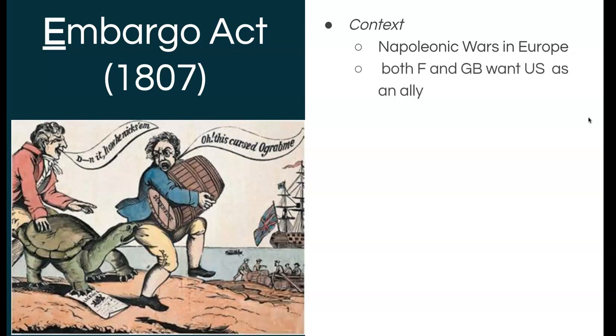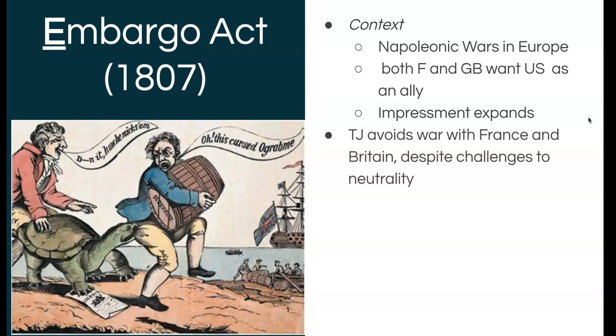Both France and Great Britain want the United States as an ally. But Britain and France are like mortal enemies right now. They are fighting each other to the teeth. And impressment continues and expands. The impressment of American sailors, right, by both the French and the British navies, pressing them into service, forcing them to serve the British or the French Navy, continues and gets even worse. Jefferson avoids war with France despite these challenges to neutrality, and he does assert that.